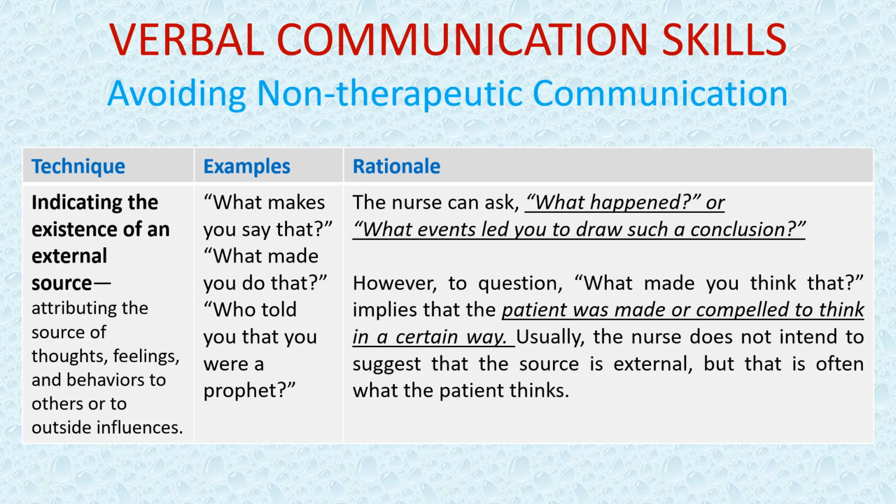Indicating the existence of an external source. So by attributing the source of thought, feeling, and behavior to others or to outside influences. Like what makes you say that? What made you do that? Who told you that you were a prophet? So do not indicate the existence of an external source. So the nurse can ask like what happened. So it will be an open-ended question which will explore more of his mind. What events led you to draw such a conclusion? It is also an open-ended question, which can help to understand the patient's thinking.